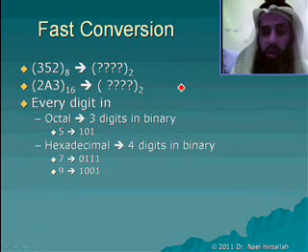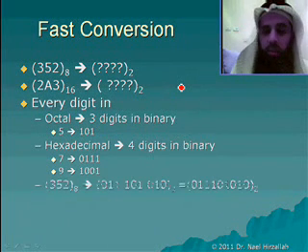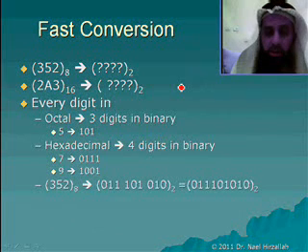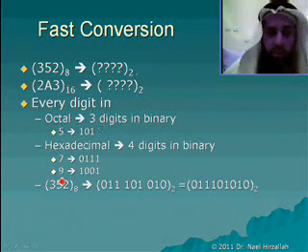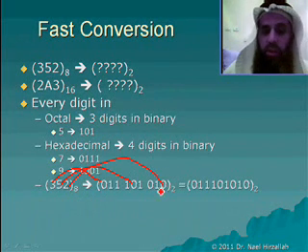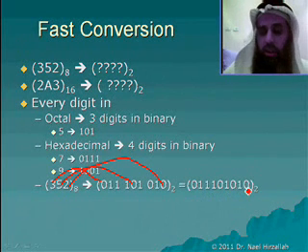For instance, if we want to convert 352 in the octal numeric system to binary, we take 1 digit at a time. The 3 is represented by 011, the 5 is represented by 101, the 2 is represented by 010. And concatenating all these together, we get 011101010 in the binary numeric system.